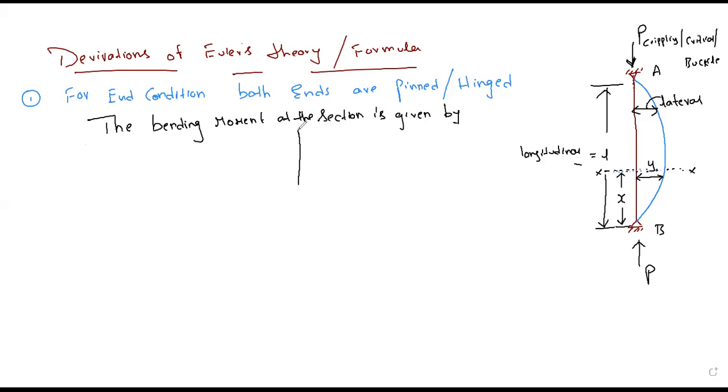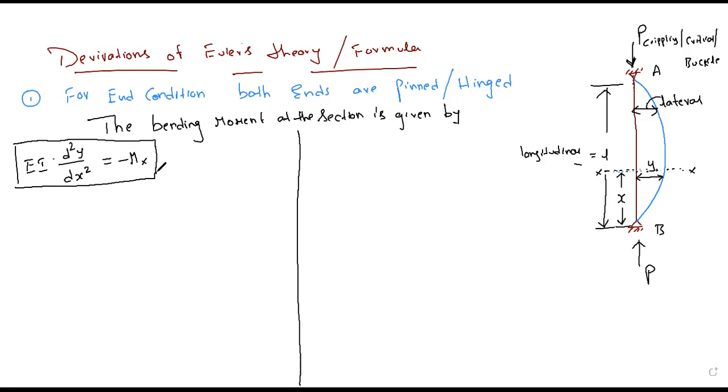Double integration method, sir. What is the formula? EI d square y by dx square is equal to minus Mx. Do you all remember? This is the formula which we have used for calculating the slopes and deflections, isn't it? Yeah, so now we are also using the same.